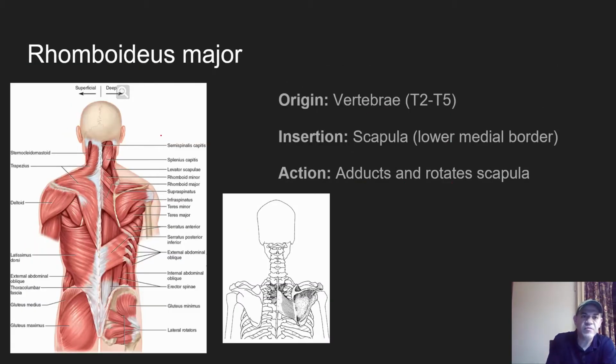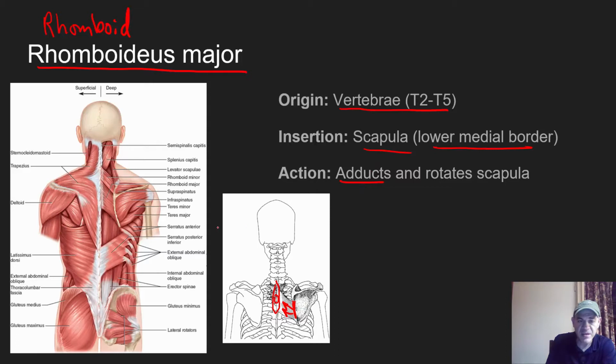The next one is the rhomboideus, and some references will just call it the rhomboid. And this is the rhomboideus major, and the origin is going to be the vertebrae, and this specifically thoracic vertebrae, right around here. That would be the origin, and the insertion is going to be the medial border of the scapula, the lower portion right here. And so when this muscle contracts, we're basically going to be pulling the scapula inward. So that's an adduction when you pull a part towards the midline. And then we can also rotate the scapula as well with this particular muscle.